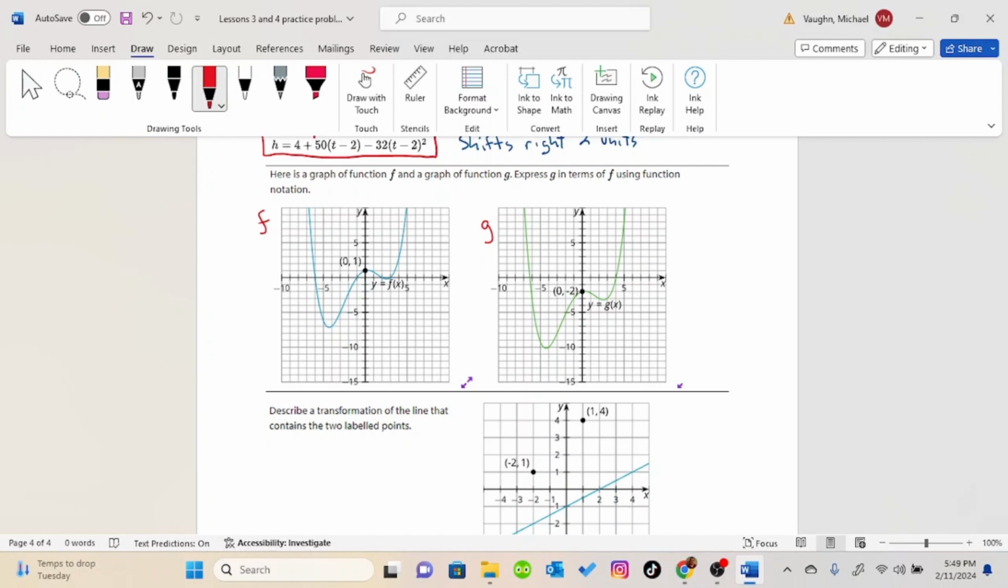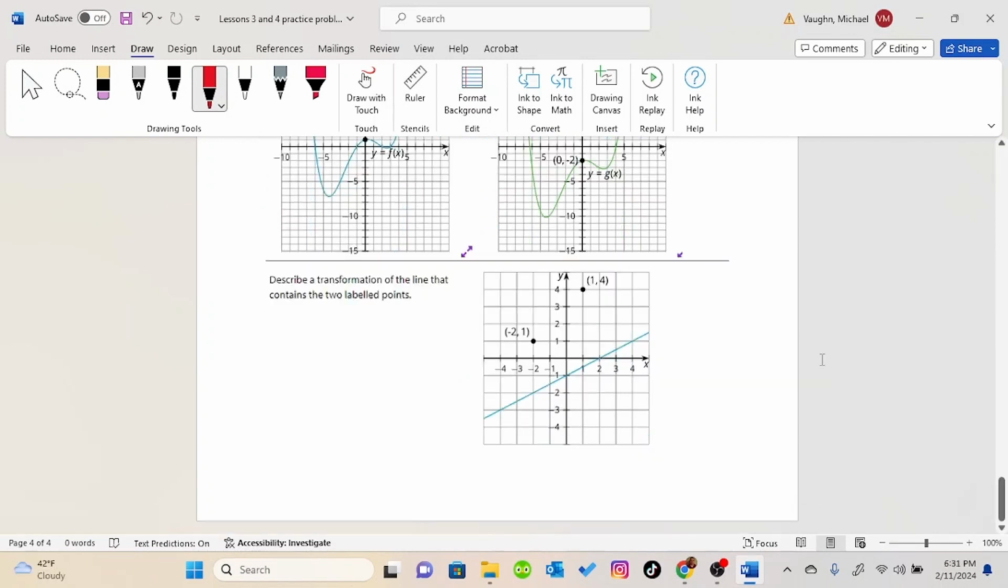So the x value didn't change. It's 0 on f and it's 0 on g. But we went from 1 to -2. So what they did was they shifted this down 3 units. So if we want to write g of x in terms of f of x, we subtract 3 outside the parentheses, and that means to shift it down 3 units.